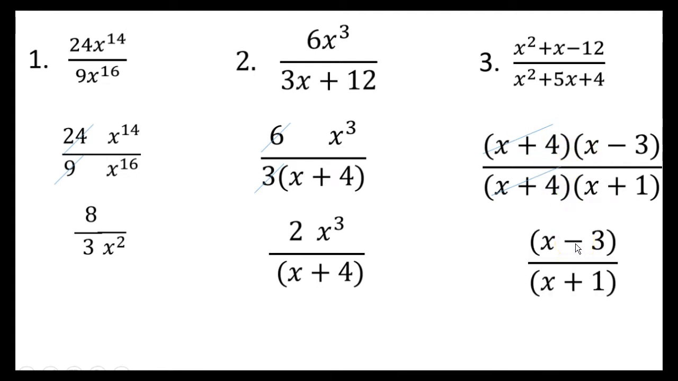Now, real quick, let's talk about undefined values before we move on. Where do we look for that? Yes, the denominator. The denominator of this one is 9x to the 16th. The only value of x for that has nothing to do with 9 and has nothing to do with 16. What number would you plug in for x here to get 0? The answer is 0.